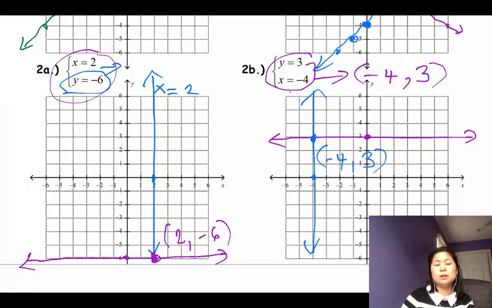But if you graph an equation and the two lines don't touch at any point, then there is no solution. But if they touch at one point, that's one solution.